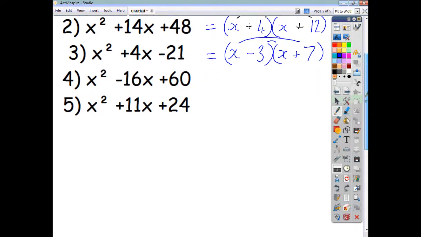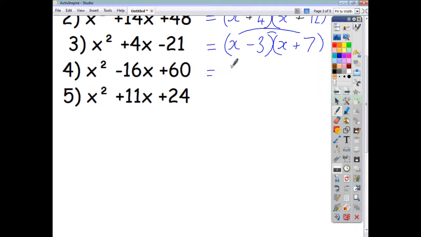Let's look at this one. Again, open up your double bracket. X times x gives you x squared. Factors of 60. What are we going to choose? 1 and 60, 5 and 12, 6 and 10?